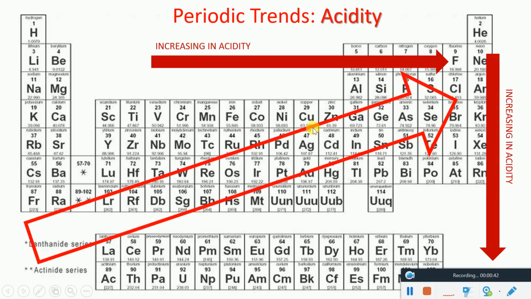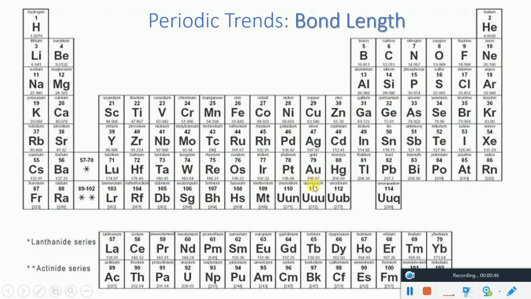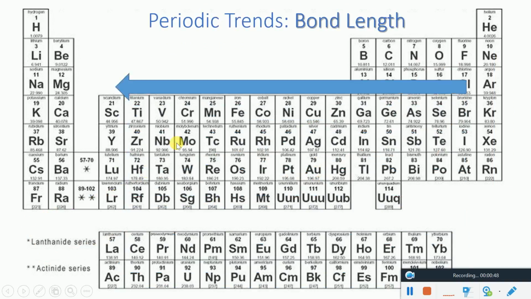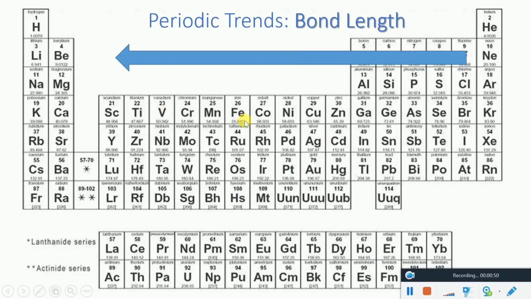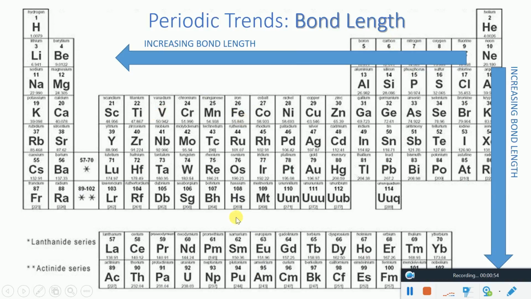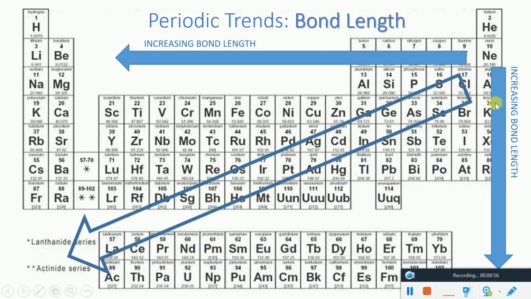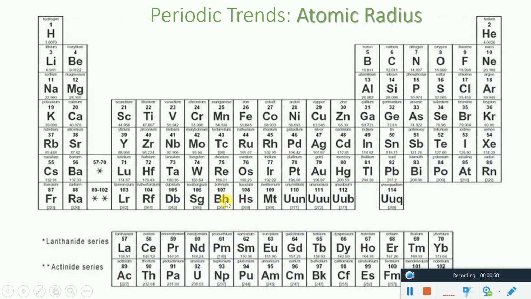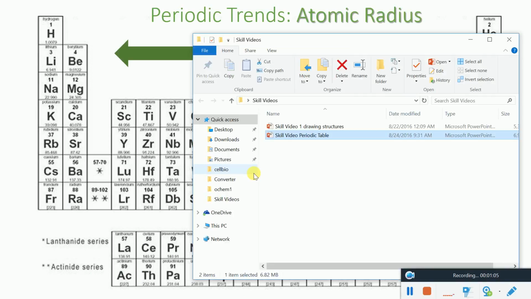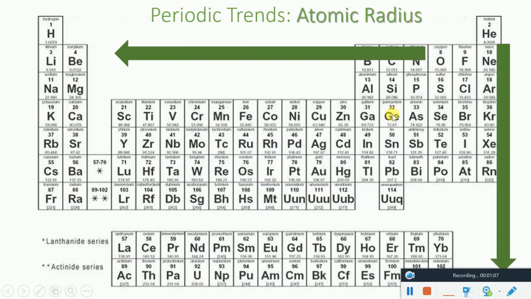So that is the general trend there from left to right. So the next one is bond length, and bond length is going to be increasing from right to left and increasing from top to bottom. So there is the general trend there. Another one very closely related, obviously, is the atomic radius. So it has the same trends. Right to left and top to bottom.